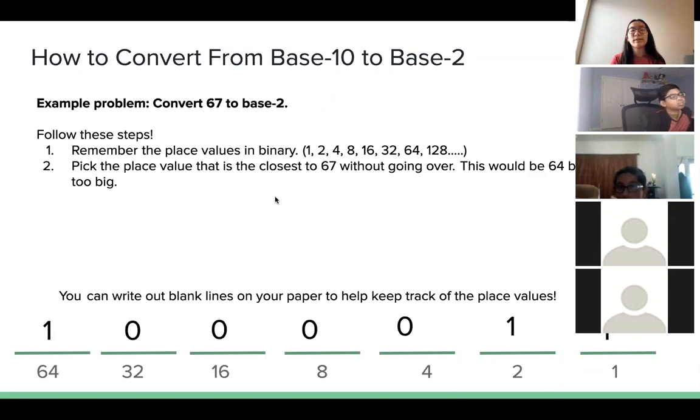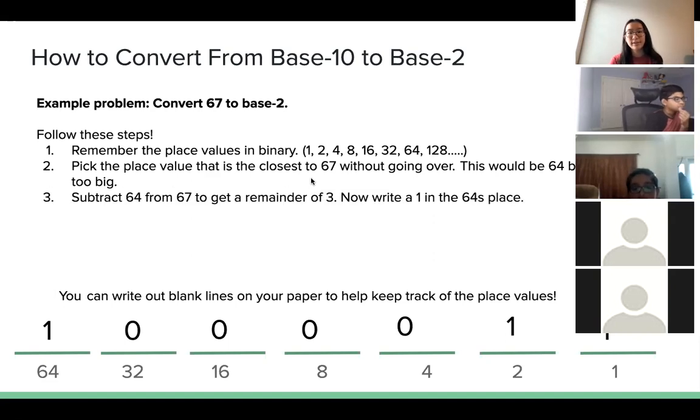And now we're going to pick the place value that is closest to 67 without going over. And that would be 64. That's the closest to 67 without going over. And now we subtract 64 from 67 to get a remainder of 3. And we write a 1 in the 64th place, which you can see at the bottom. It's often really helpful to write out like lines on your paper to keep track of the place values.